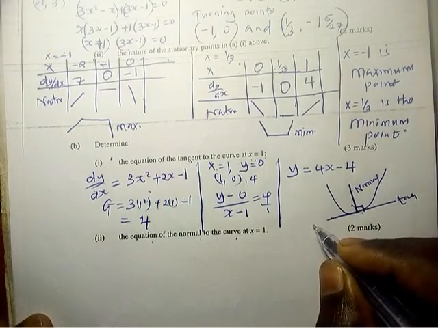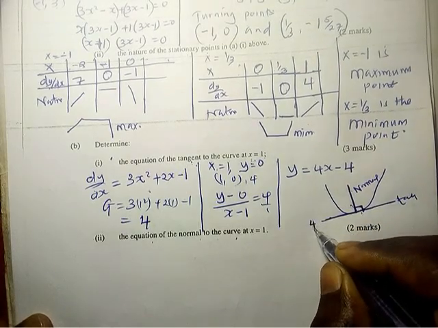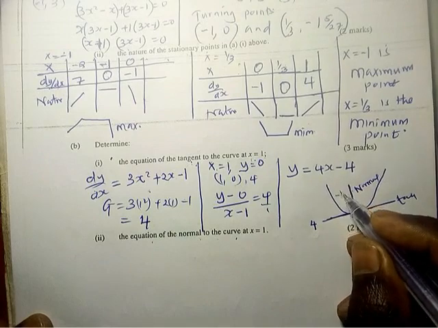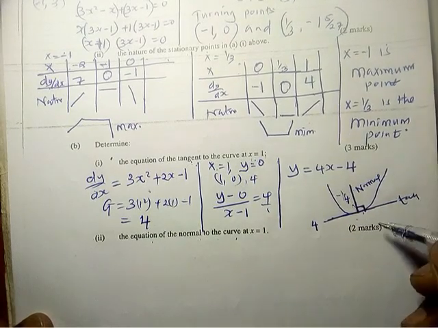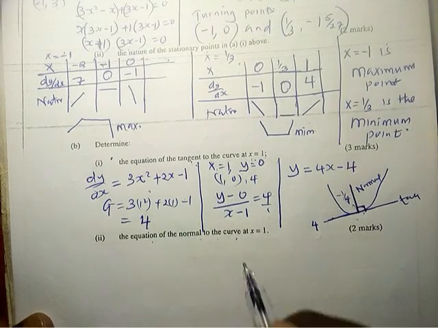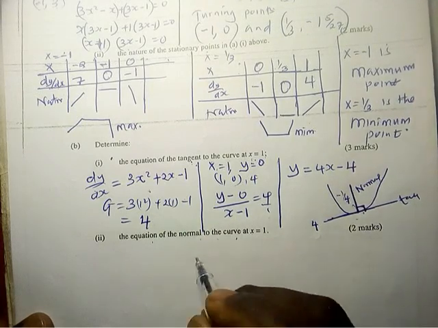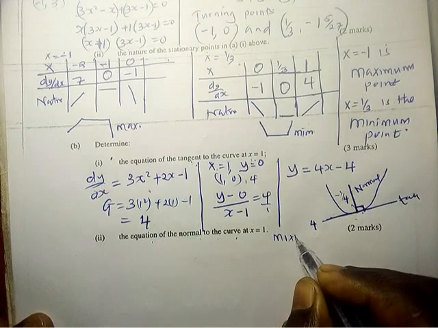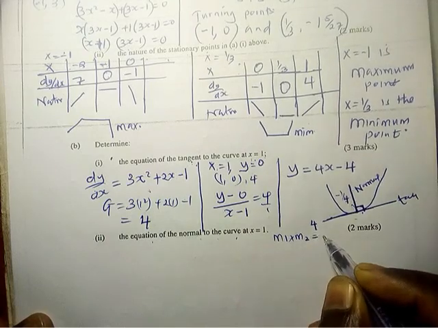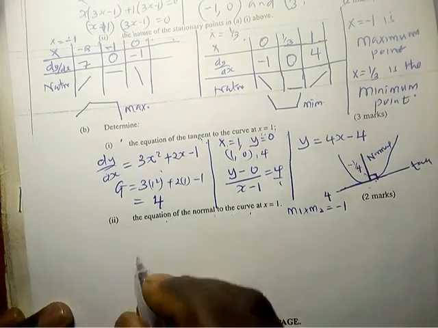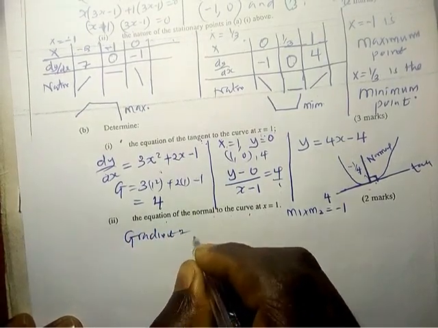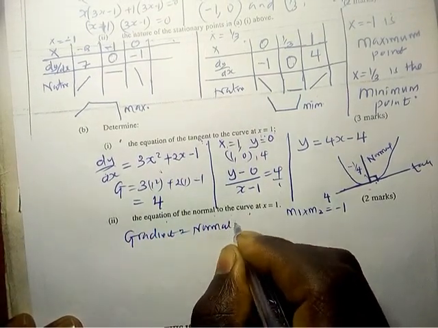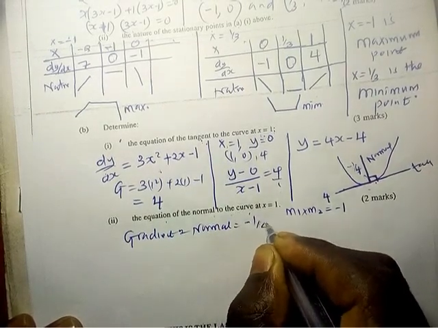So if we know the gradient of the tangent is 4, then the normal is going to be negative of 1 over 4, so that when we multiply this and this, the answer is negative 1. M1 times M2, the answer should be negative 1. M1 times M2 for perpendicular gradients should be negative 1. So the gradient of the normal equals negative 1 over 4 because they are perpendicular.